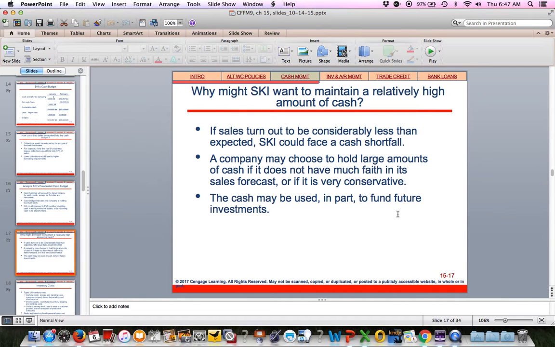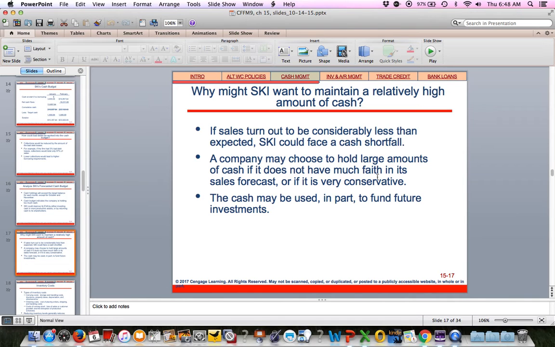So again, the question becomes, is there a reason to hold cash? And for some companies, there definitely is a reason to hold cash. You want to do that. Not always, though. We don't know that. Sometimes you don't know that until you ask somebody at the company or do some deeper analysis and understand, why exactly are we holding this amount of cash. And you can see here for Ski, if sales turn out to be considerably less than expected, they could have a cash shortfall. So maybe they're uncertain about their sales projections. They just want to hold a reserve of cash just in case.